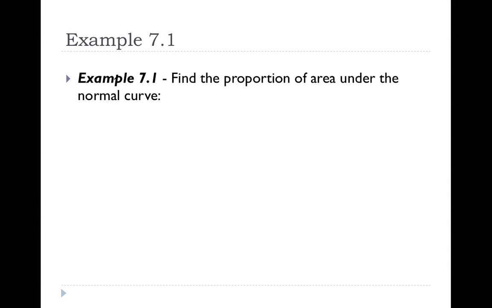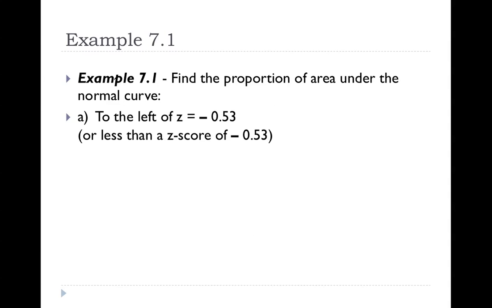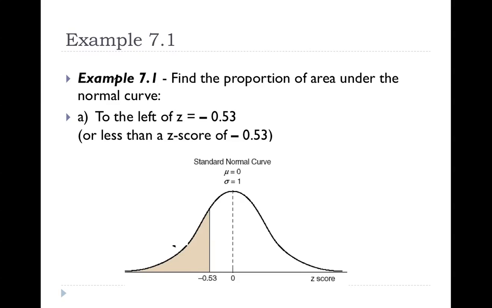Find the proportion of area under the normal curve to the left of z equal negative 0.53, which means less than a z-score of negative 0.53. Visually, this is what we're looking at. We've got z equals 0 in the center, z equal negative 0.53 to the left of center, and the area left of z equal negative 0.53 is all the area shaded down towards negative infinity.